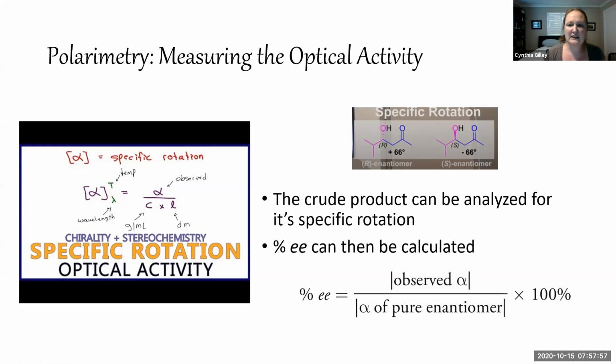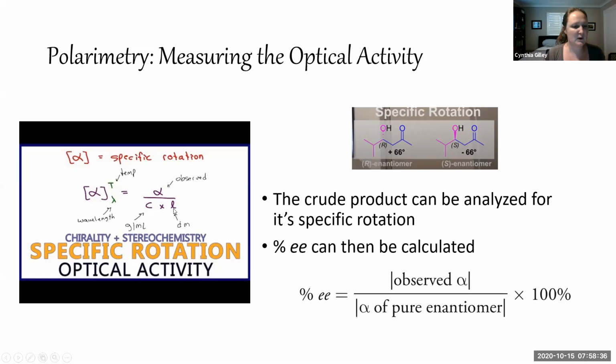So what we need to do then is calculate the optical activity of the product that's formed in our reaction and compare it to the pure enantiomer, which we know the value of the optical activity from the literature. So this is the equation for calculating the specific rotation, right? This symbol in brackets. What we do is we take the observed rotation, which is the observed angle of light that's rotated, divide it by the concentration and the path length.